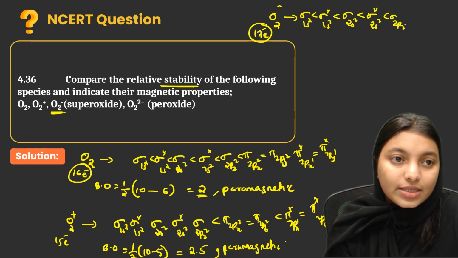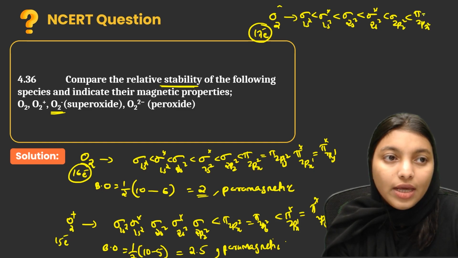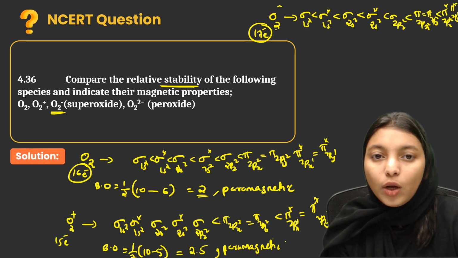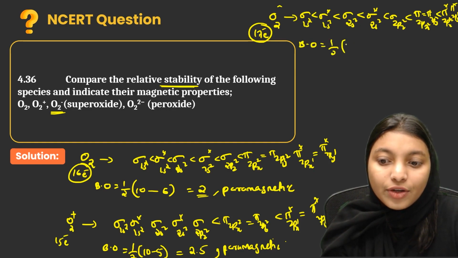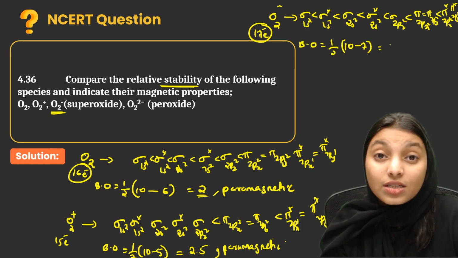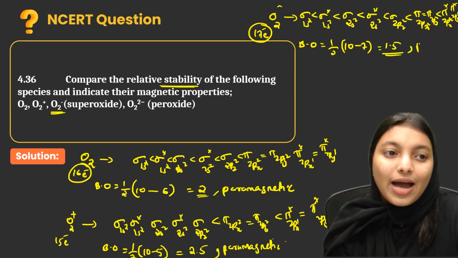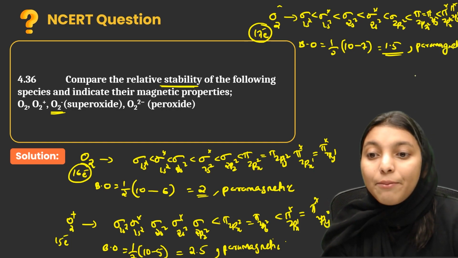Sigma 2pz2, less than pi 2px2 equal to pi 2py2, less than pi star 2px2 equal to pi star 2py1. Because only one electron got added, bond order will be equal to half into 10 minus 7, which is 3 by 2, which is equal to 1.5. And again it is paramagnetic because one unpaired electron is present.